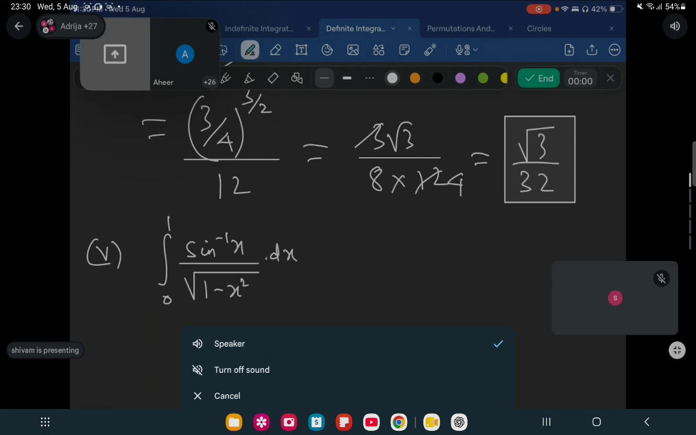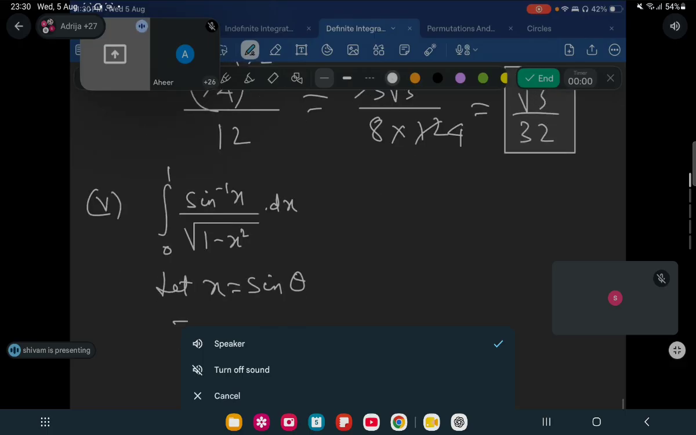Okay. I can see everyone. Sin inverse x by root over 1 minus x square. You take x equal to sin theta. Achha, pay attention. I have given this problem to make you understand one concept. This implies dx is equal to cos theta d theta. Right, everyone. dx is equal to cos theta d theta.